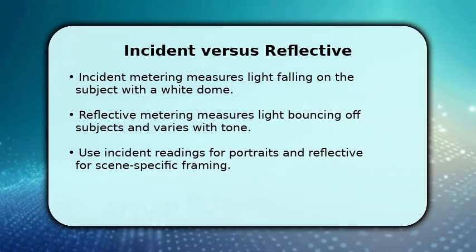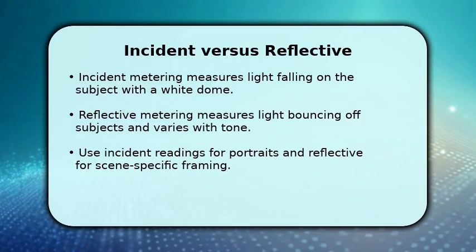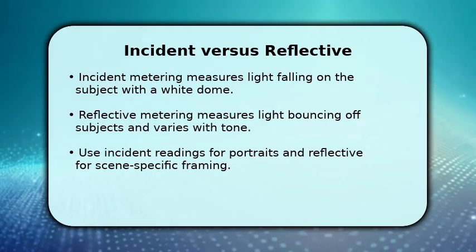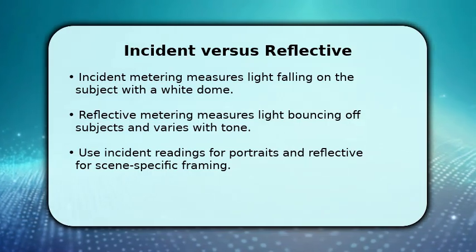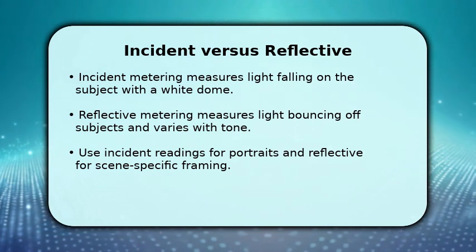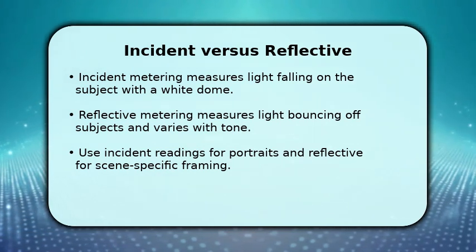Reflective metering measures light bouncing off subjects and varies with subject brightness. Point the meter at the camera from the subject location for reflective results. Use incident readings for portraits and reflective for landscape or spot framing decisions when subject tone matters.